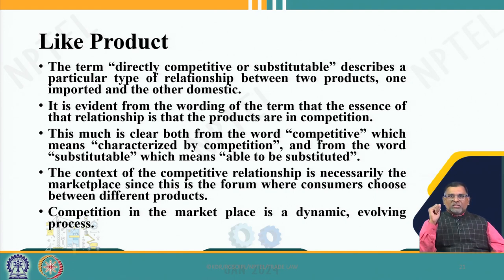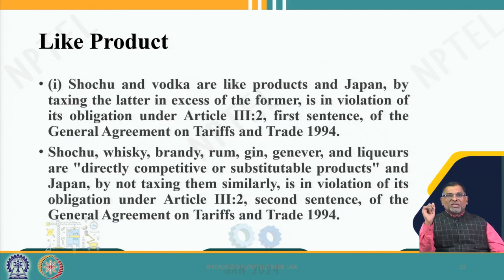Second, the essence of the relationship is the competition between these two particular products. And thirdly, competitive means characterized by competition. Substitutable means able to be substituted. The context of the competitive relationship is necessarily the marketplace, and also consumer choice. Competition between products is always evolving in the market, and the competition laws of domestic countries will apply, and not the anti-dumping act. But for the determination of a like product, this competition and substitutability is to be taken into consideration.